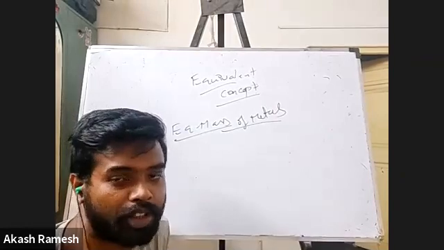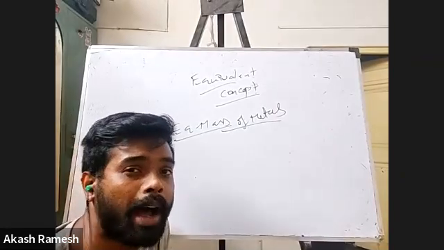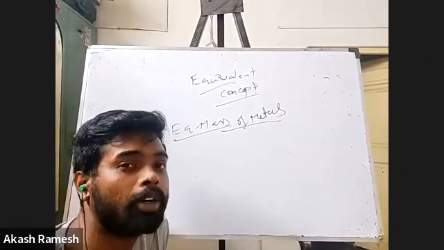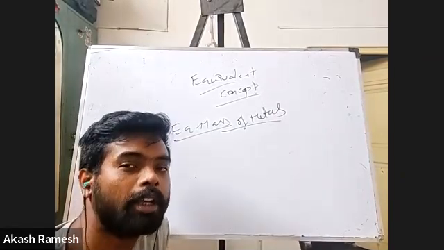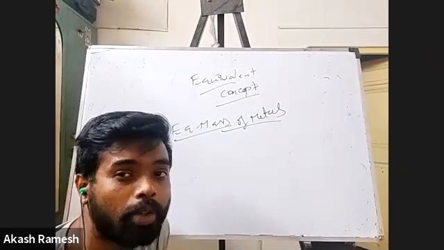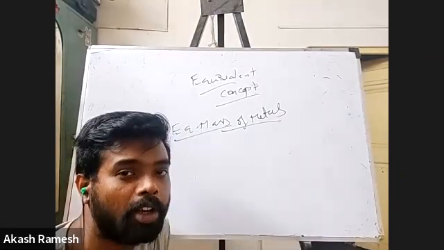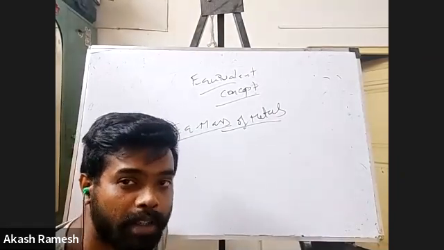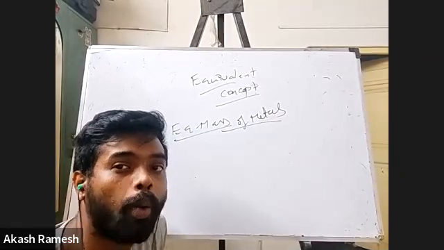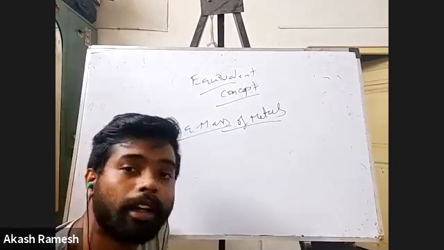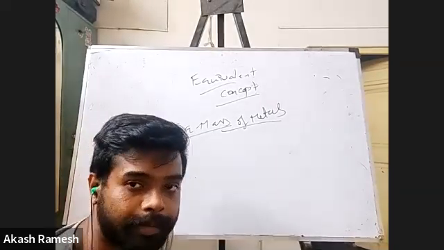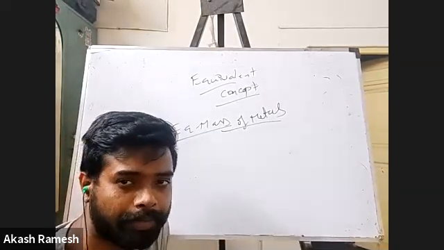That's exactly the definition. Again, I repeat, it is the mass of the metal required to completely react with 16 grams of oxygen, or 1 gram of hydrogen, or 35.5 grams of chlorine. That's the definition, right?